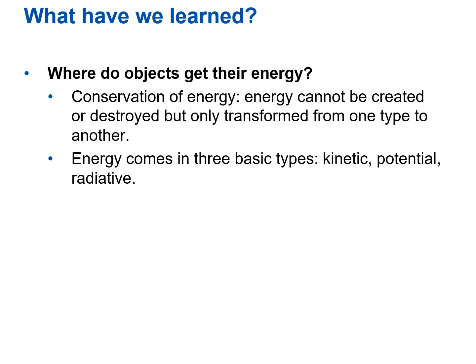In this video, what have we learned? Where do objects get their energy? Conservation of energy says that energy cannot be created or destroyed, but only transformed from one type to another. Energy comes in three basic types: kinetic, which remember is energy of motion; potential, which is stored energy; and radiative energy. And again, when we get to chapter 5, we'll look more intently at radiative energy.